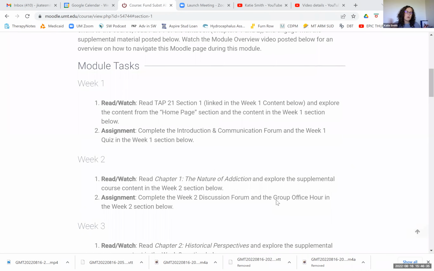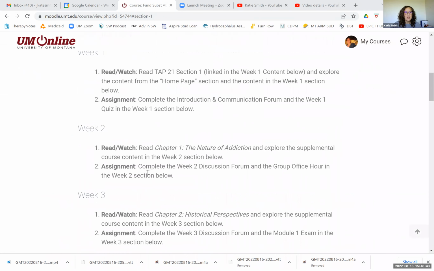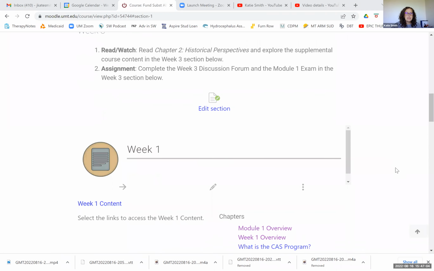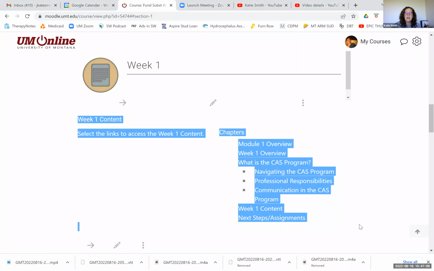So let's look at the module as a whole. We're here in weeks 1, 2, and 3. Week 1 is really an introduction to the textbook, introduction to the course. Week 2, then we're getting into looking at the nature of addiction. Week 3, we're looking at historical perspectives related to substance use disorders and addiction. So if I scroll down here, week 1, all of this is in a Moodle book. So we have a week 1 content Moodle book.